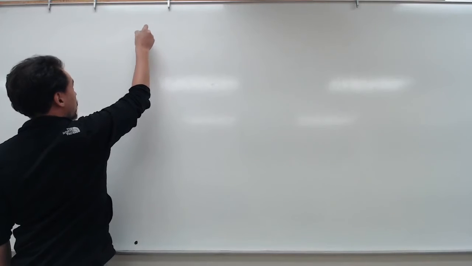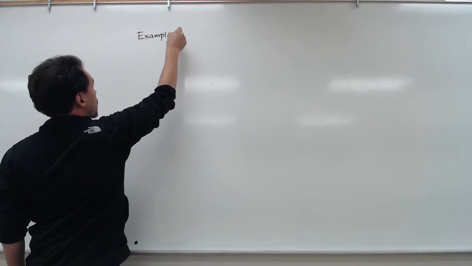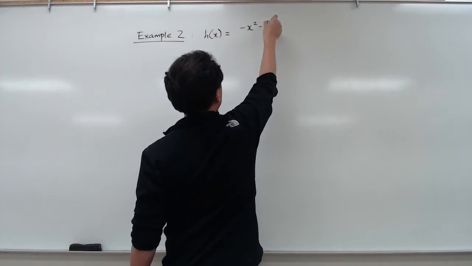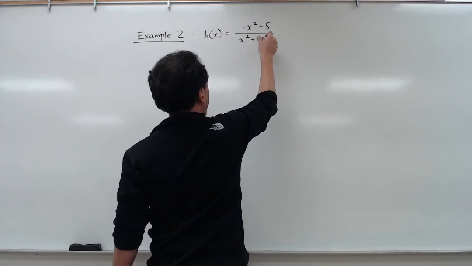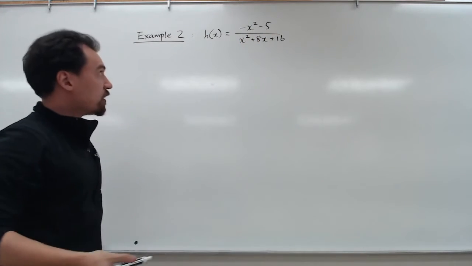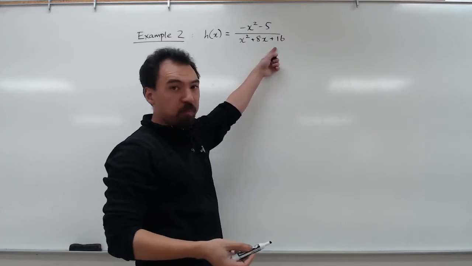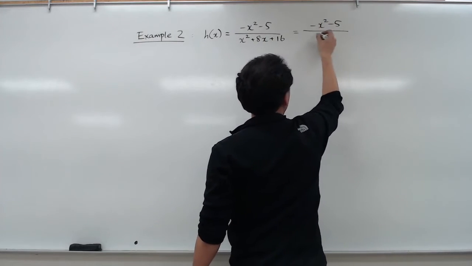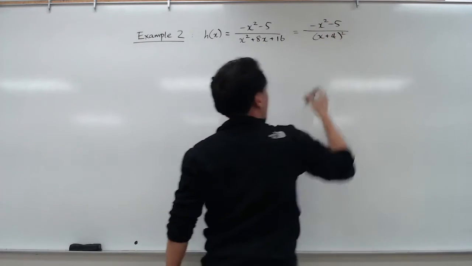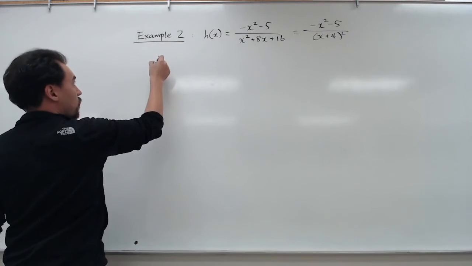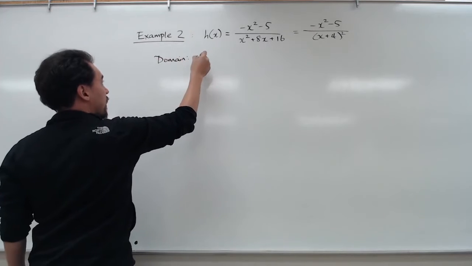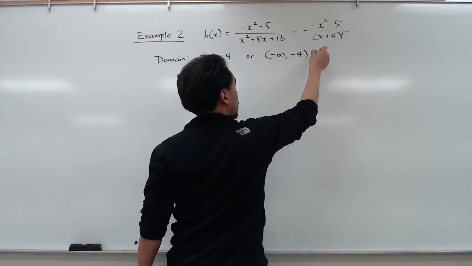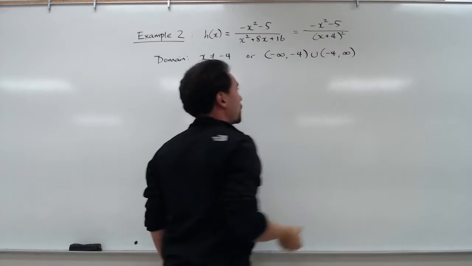Okay, let's go example number 2. We have h of x is equal to negative x squared minus 5 all over x squared plus 8x plus 16. And we want to figure out what the domain is, so we need to figure out where the bottom would end up being 0. Let's factor that denominator, and we will have x plus 4 times another x plus 4, so we'll write it like that. So we know our domain is x cannot equal negative 4, also known as negative infinity to negative 4 union negative 4 to positive infinity.